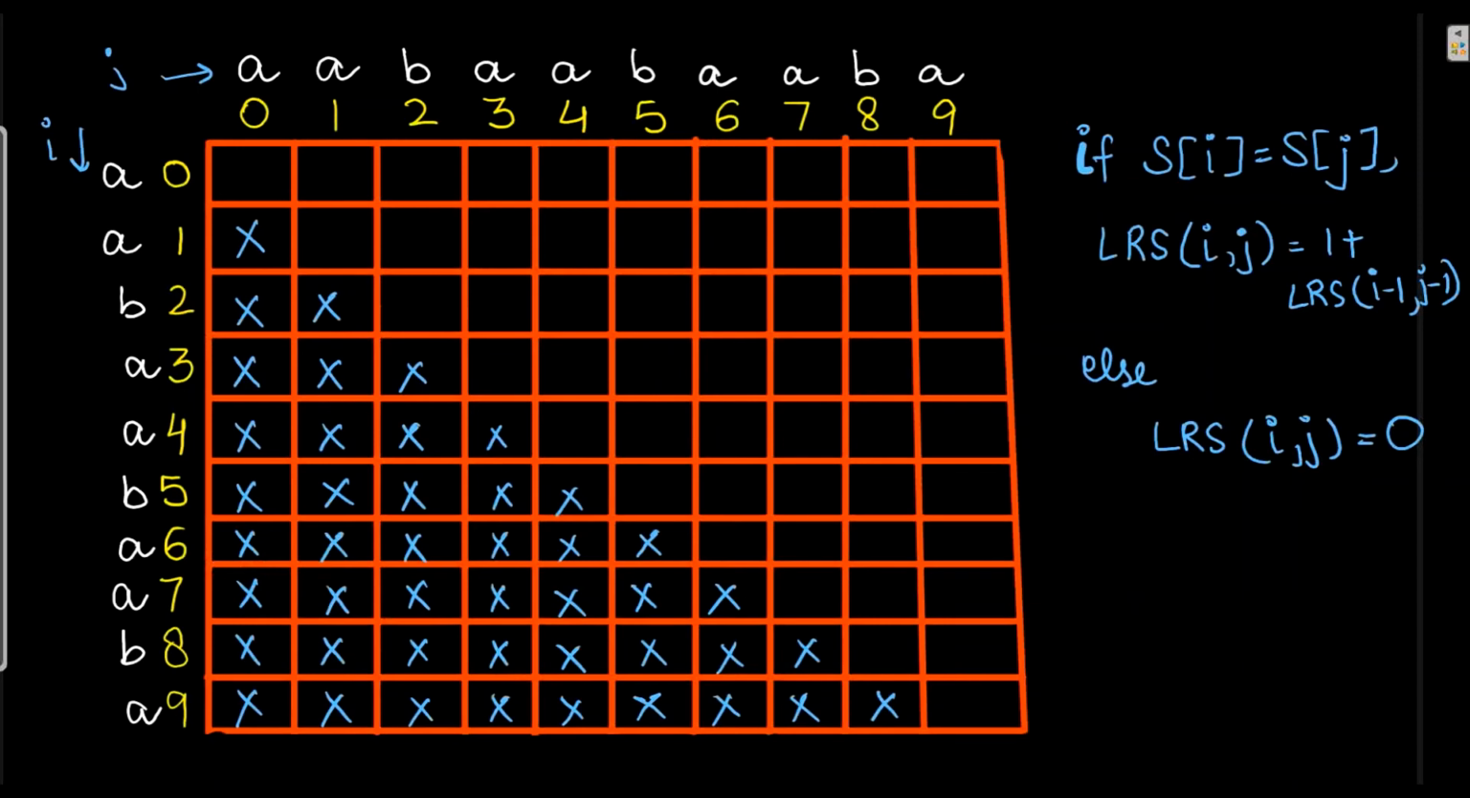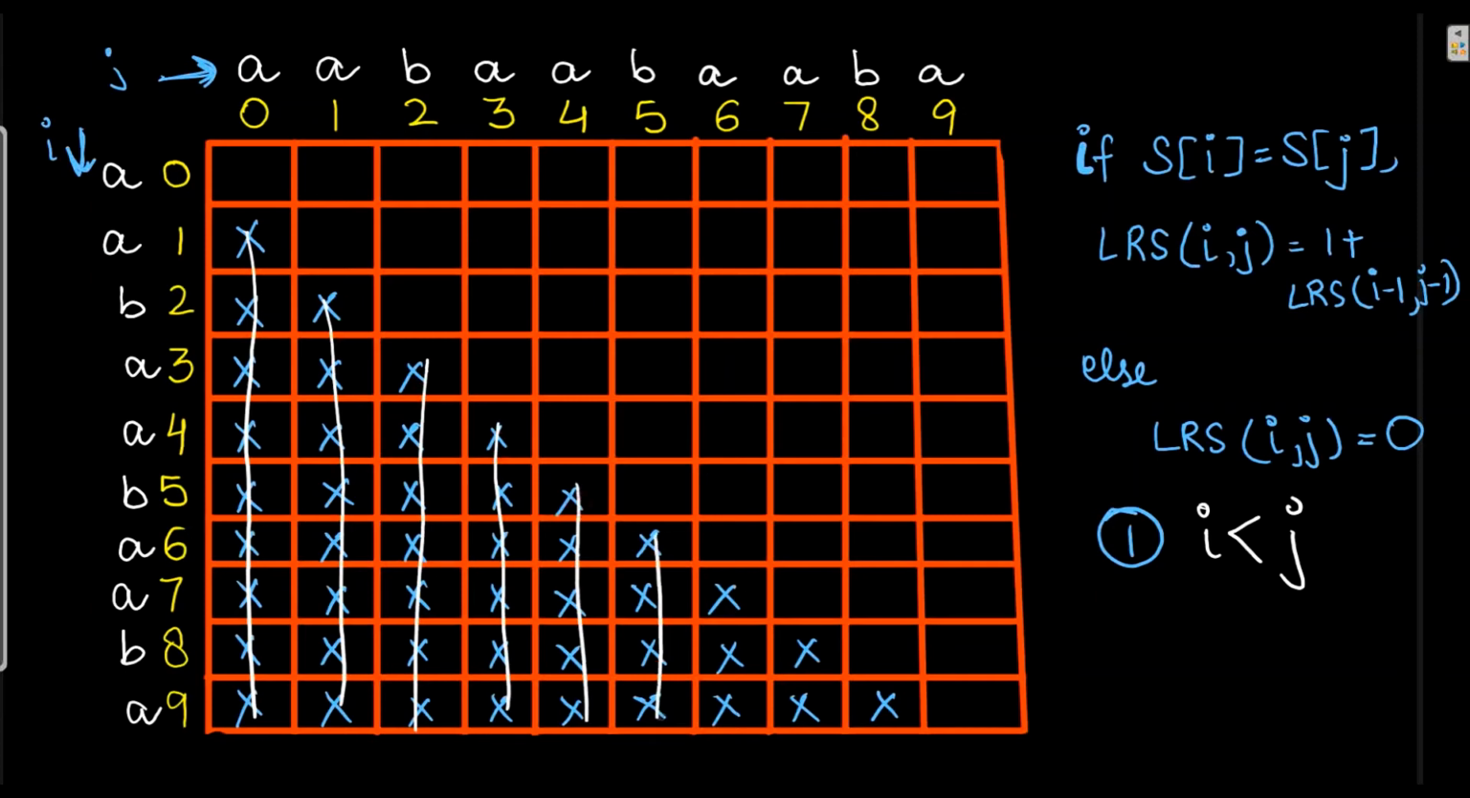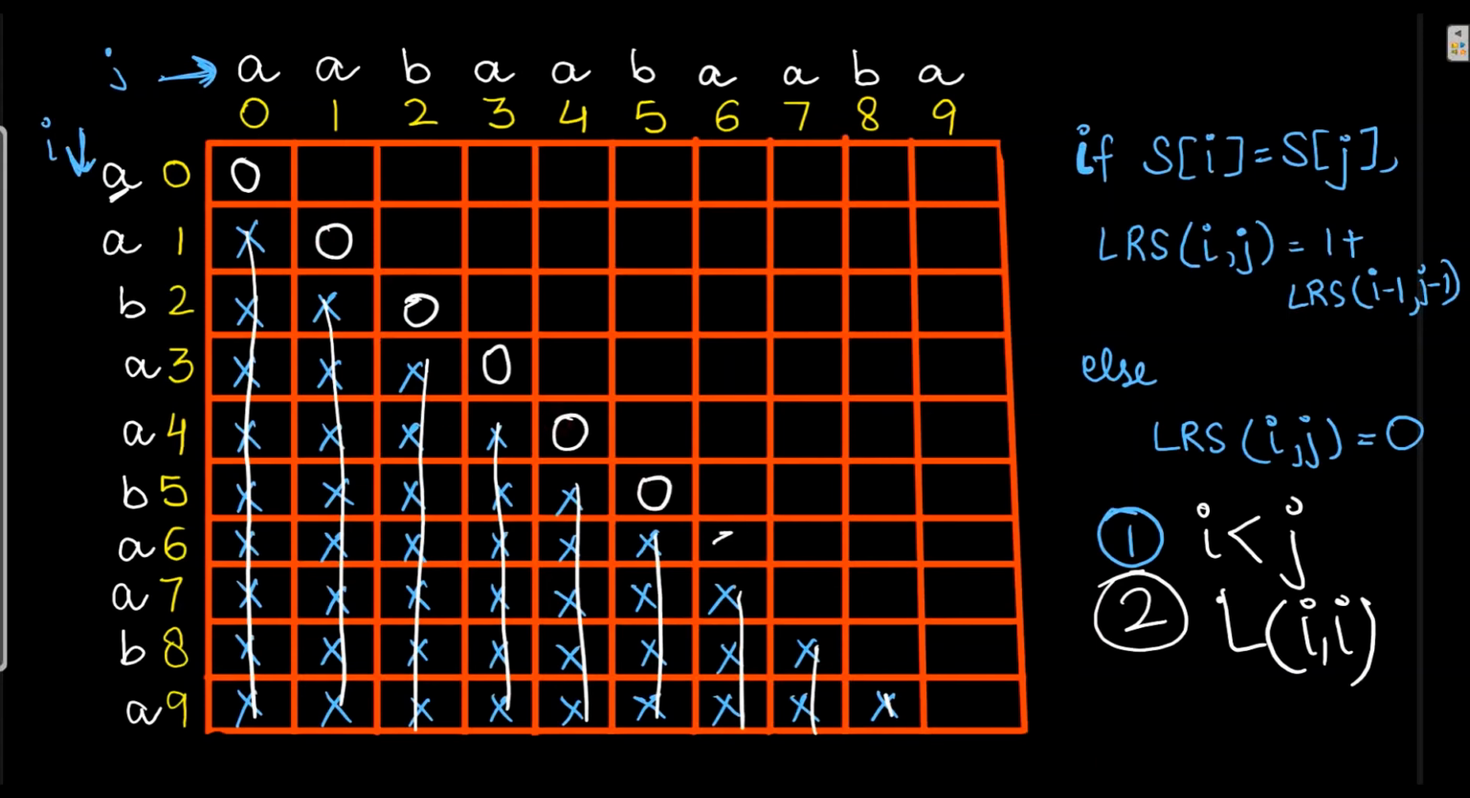So here I have taken the same example on the ith axis as well as the jth axis. Taking the first condition, i should be less than j, so these parts will not be included. I have put a cross there right away. Then the second one: if I have just ith, that means just one character in my string, that means if I have just A, A cannot repeat itself. So I'll be putting 0 over here for all of the diagonal ones.